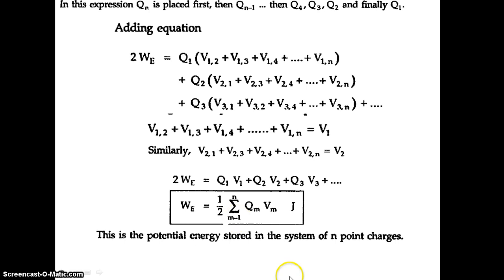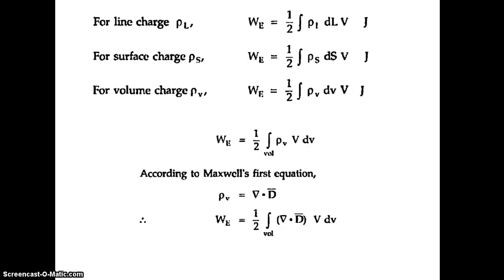From this we are going to derive the expression for energy density. If we have line charge, it is given by W equals half integral rho L dl V joules. If it is surface charge, W equals half integral rho S dS V joules. If it is volume charge, W equals half integral rho V dV V joules. Now consider the volume charge distribution: W equals half volume integral rho V V dV, that is charge into V.